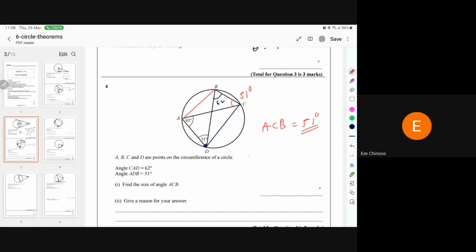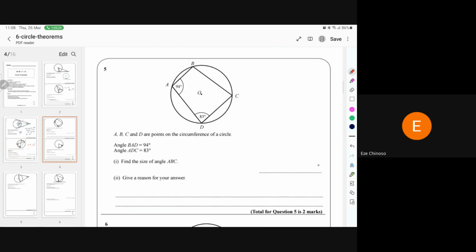What's the rule here? What do we call it? This is the bow tie stuff. Angles in the same segment are equal. That's the reason for this very one. Now let's proceed again.